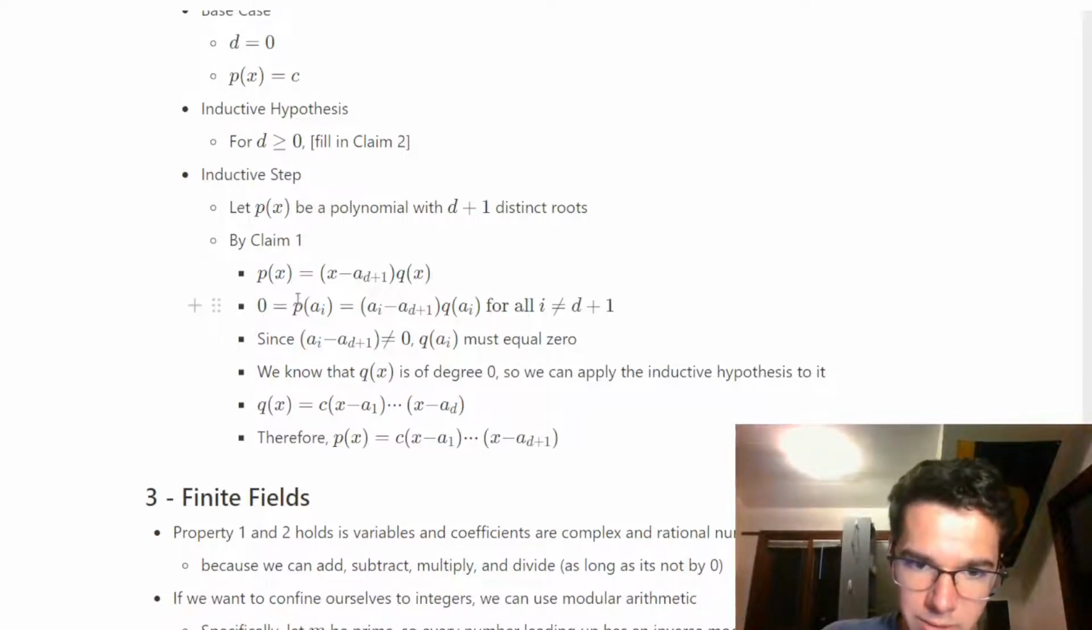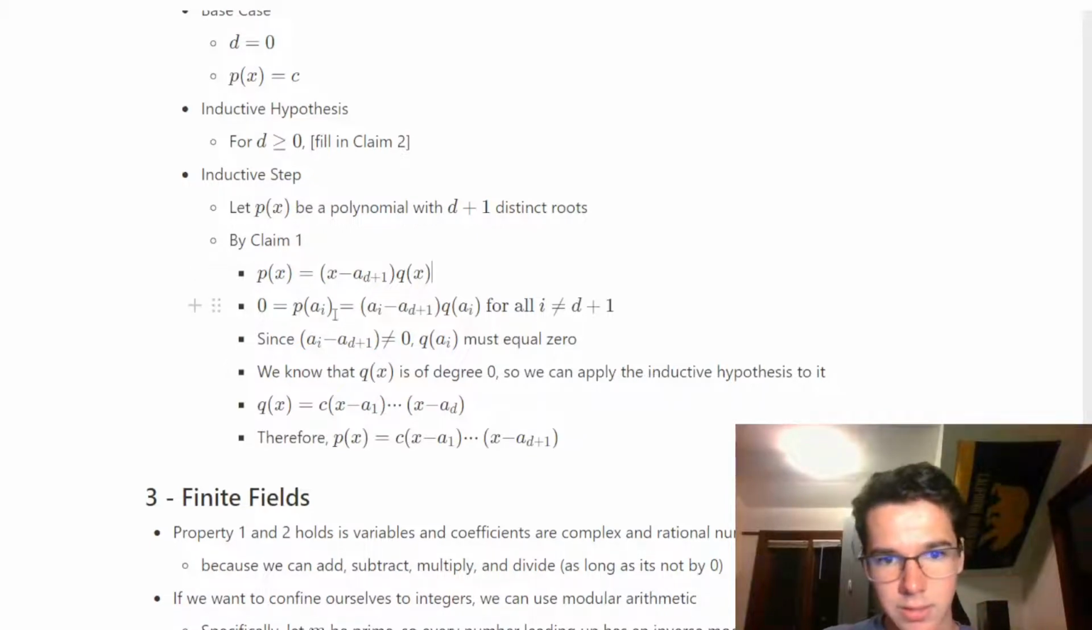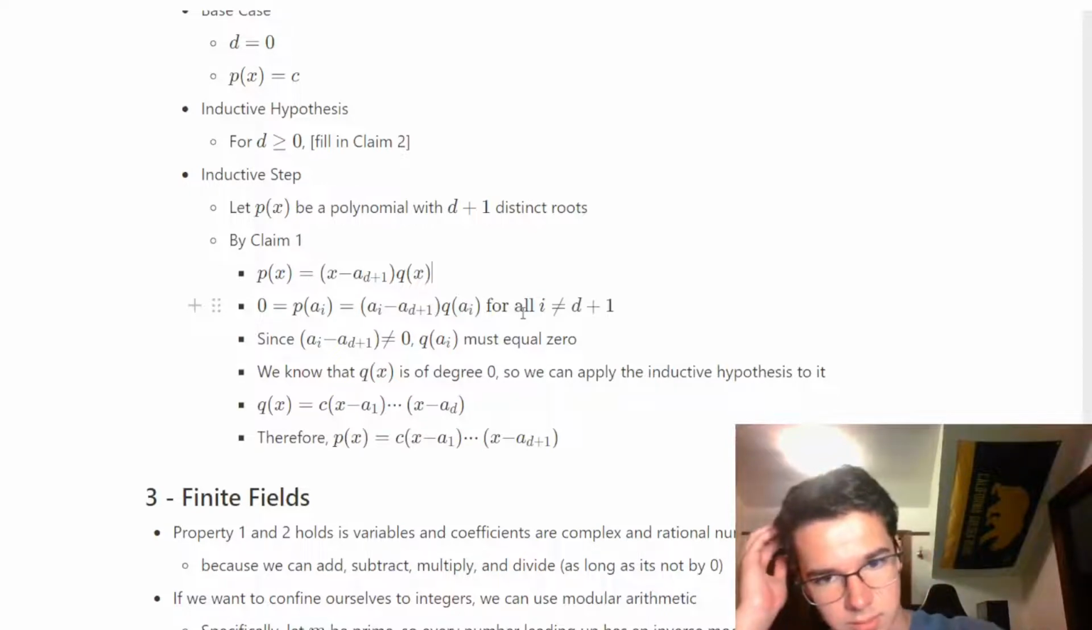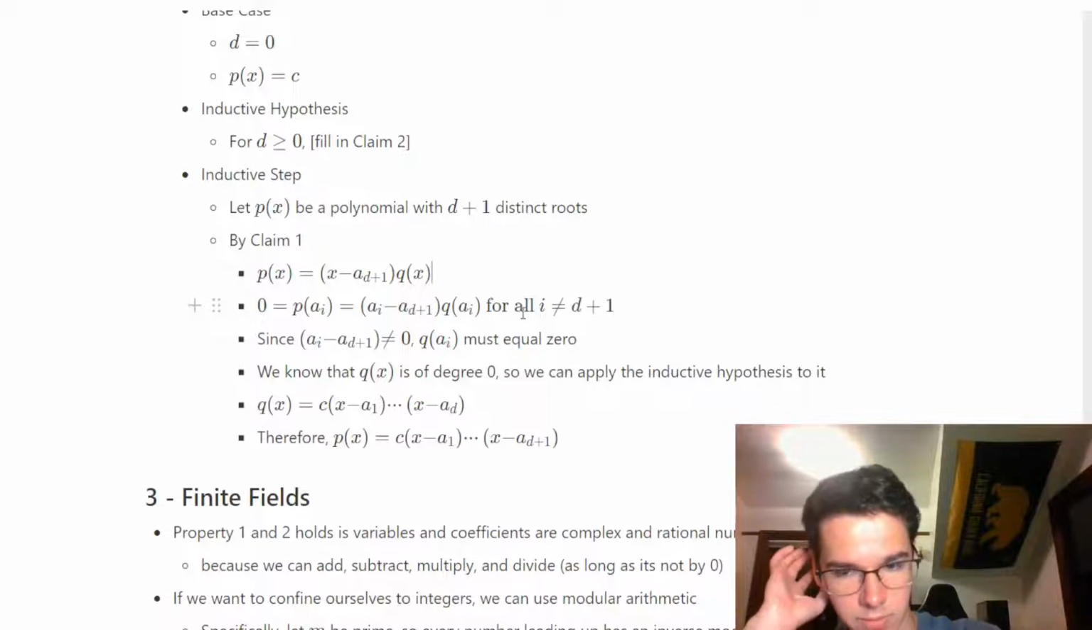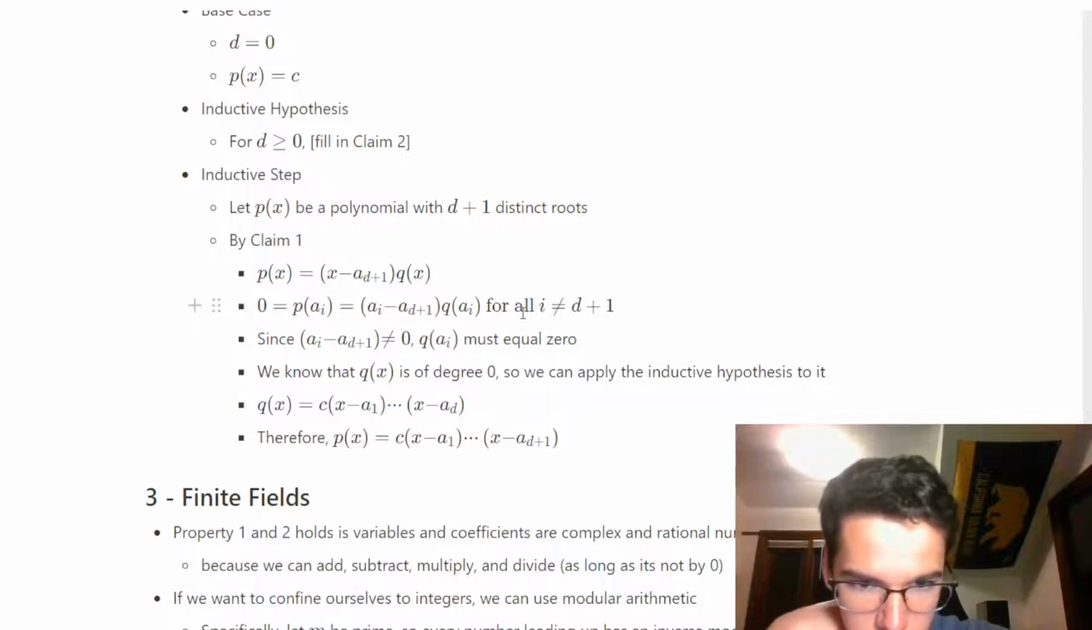We know that if we evaluate p of ai, we're going to get 0, and that means it's going to be 0 for every i that is not d plus 1. Let me think about that. For i that is not d plus 1.